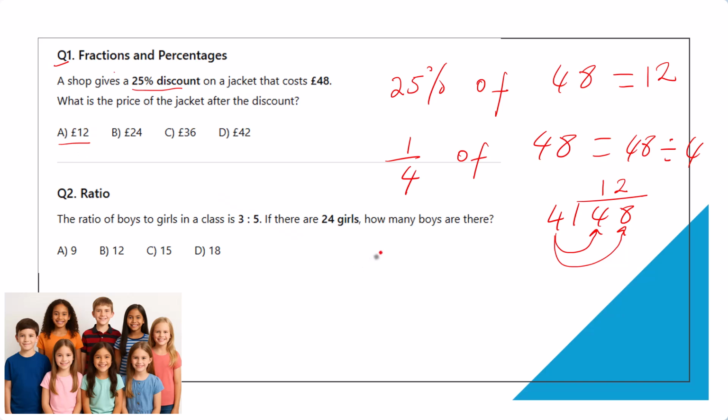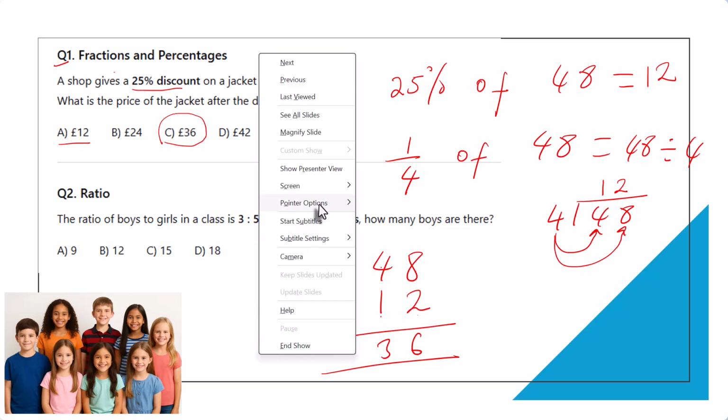So the answer is not 12 pounds. The answer is going to be 48 pounds, which you're meant to pay, but you're going to take away the discount, and that will tell you how much you need to pay. So 8 take away 2 is 6, and 4 take away 1 is 3. So how much you're going to be paying really is going to be 36 pounds. So the answer is C. Now we're going to go to question 4.